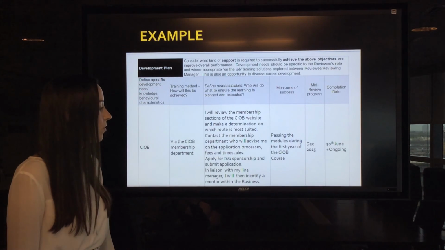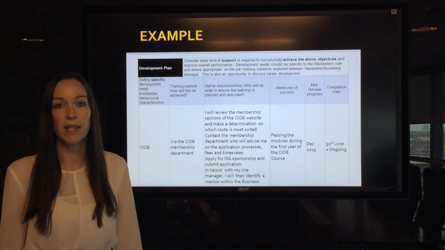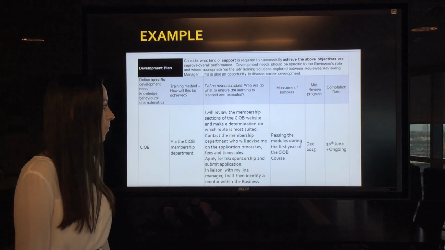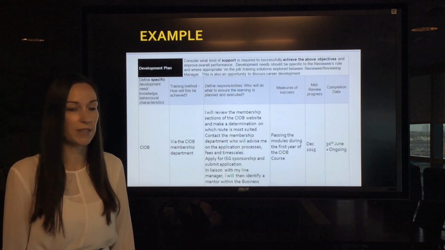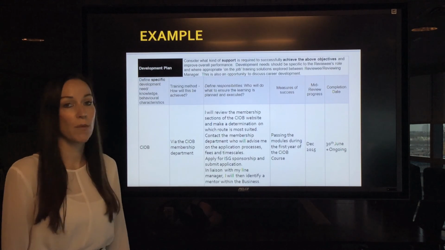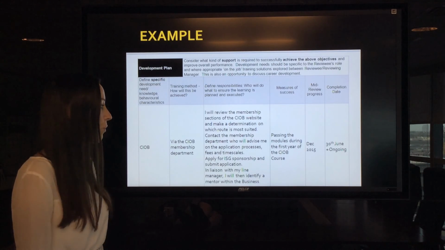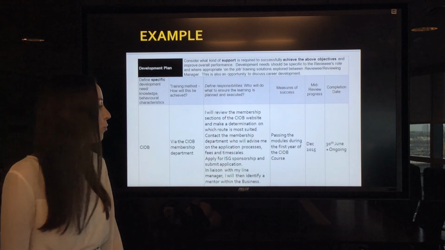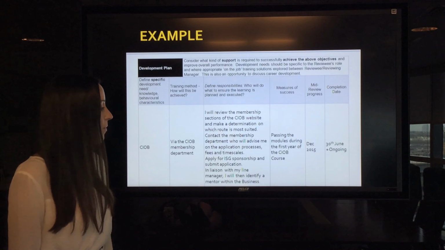This section looks at the steps that you're going to take to achieve that development objective. The example here is that the person will review the membership sections of the CIOB website, make a determination on which route is best suited for them, and contact the membership department, who will advise on the application process, the fees, and the timescales.